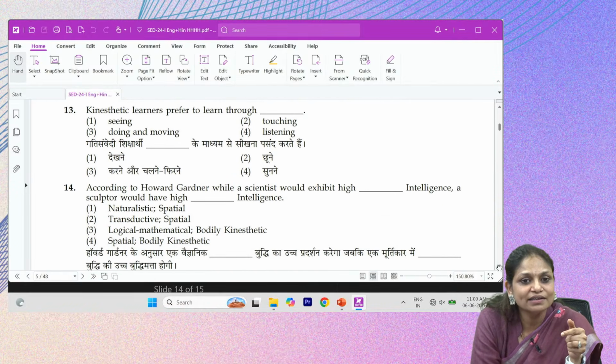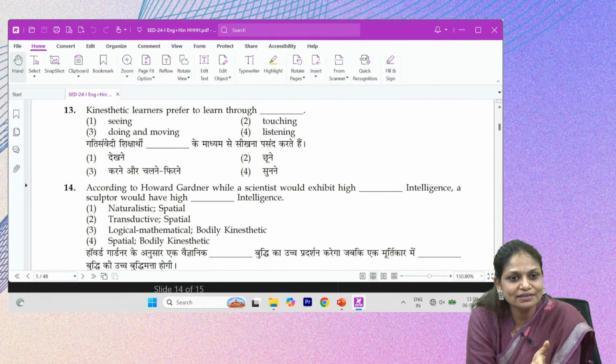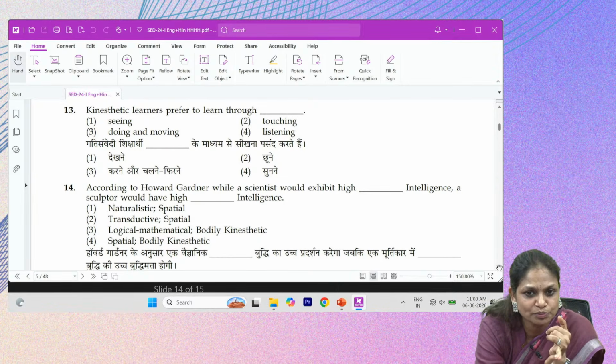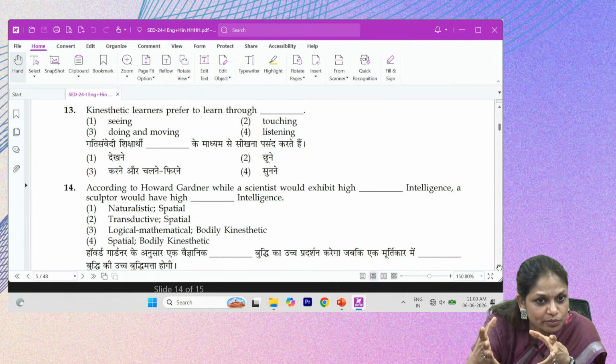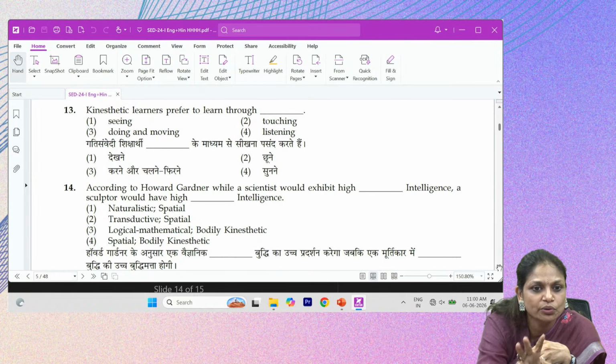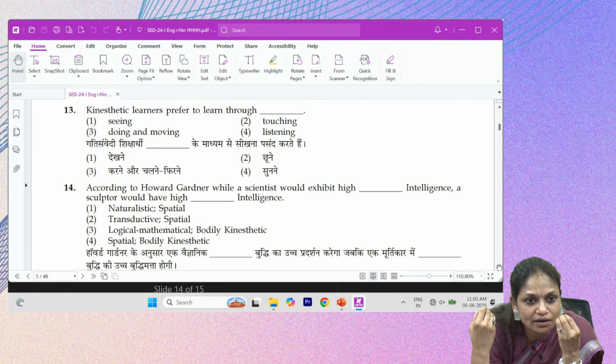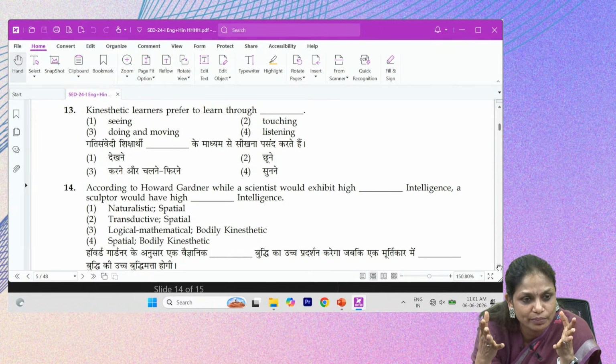यस. अब काइनेस्थेटिक लर्नर प्रेफर टू लर्न थ्रू. अब काइनेस्थेटिक लर्नर कौन होते हैं? इसके लिए आपको वीएकेटी अप्रोच पता होना चाहिए. विजुअल, ऑडिटरी, काइनेस्थेटिक एंड टेक्टाइल. काइनेस्थेटिक आर द वन जो कि बॉडी मूवमेंट्स हैं. तो जैसे आप ये क्वेश्चन देखोगे डूइंग एंड मूविंग इज द राइट आंसर. तो कितना कम टाइम लगा, within a second you are able to answer this.